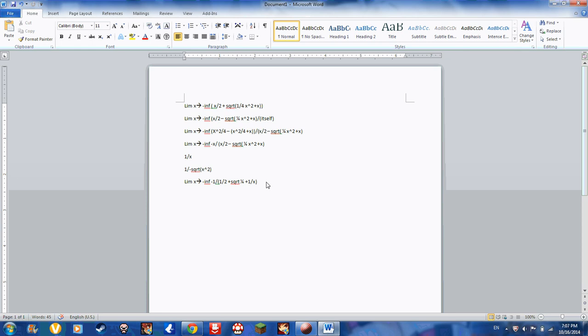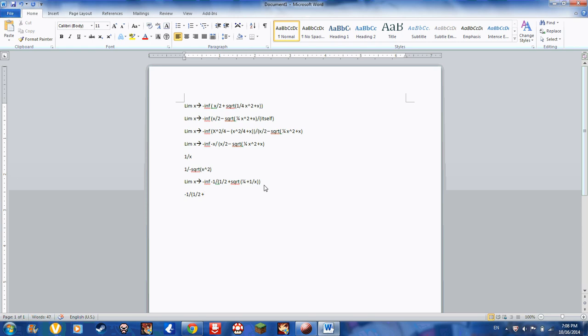And finally, you get, by distributing the limit as x approaches negative infinity into the numerator and the denominator, the limit of -1, which is, well, -1. And in the denominator, the limit of 1/2 is 1/2. And the limit, parentheses, there we go: limit as x approaches negative infinity of the square root of 1/4 plus 1 over x.